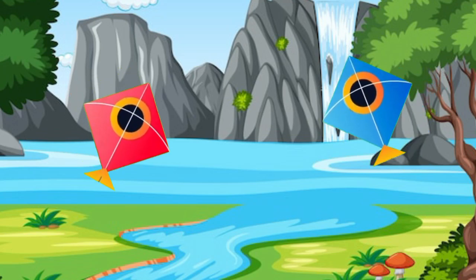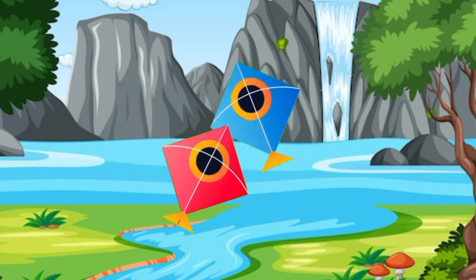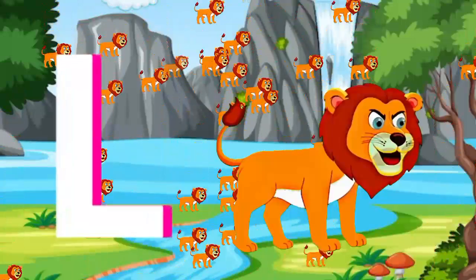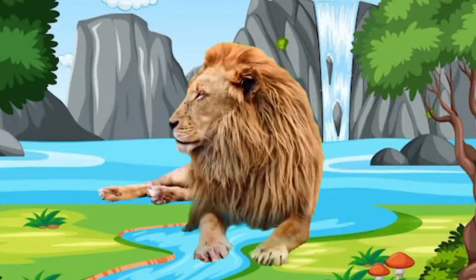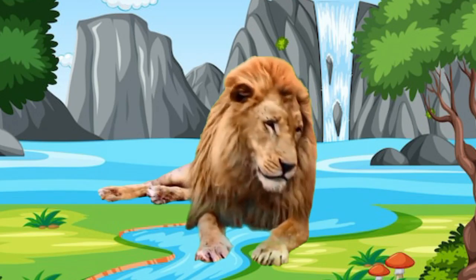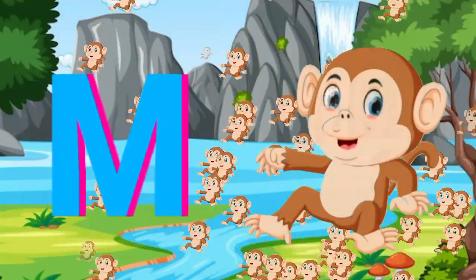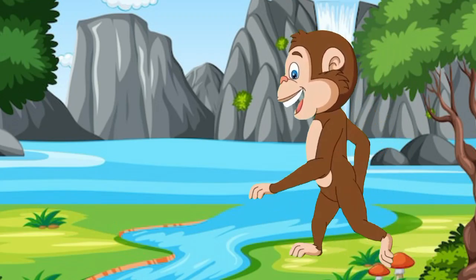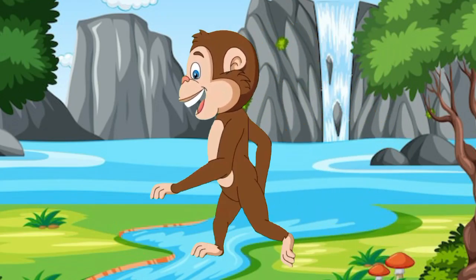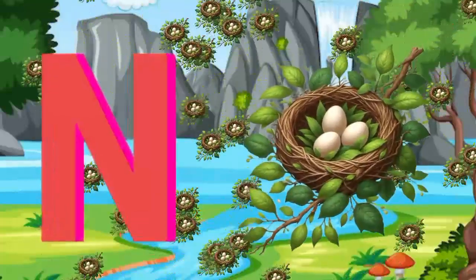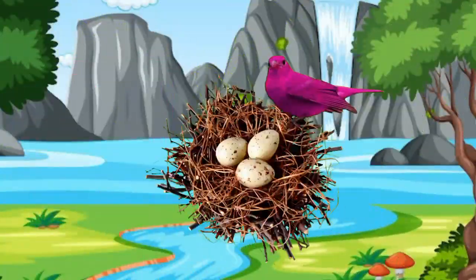K. K for kite. Kite means patang. Sar sar sar sar udi patang, chidiya hui dekh. L. L for lion. Lion means share. M. M for monkey. Monkey means bandar. N. N for nest. Nest means ghosla.